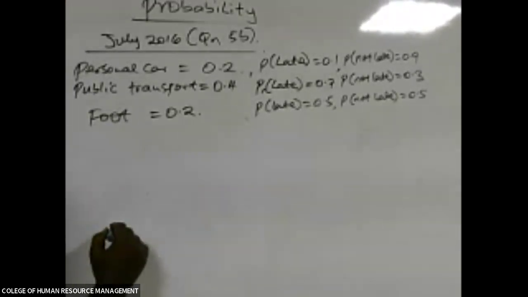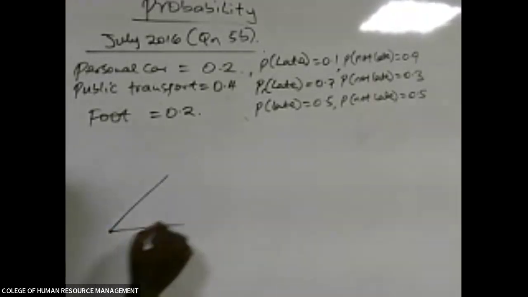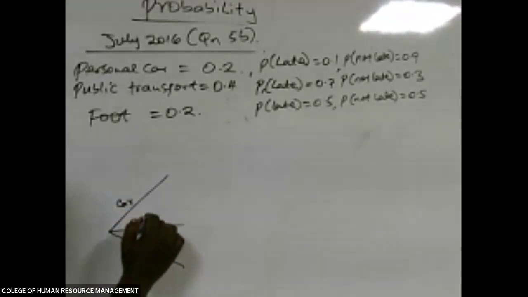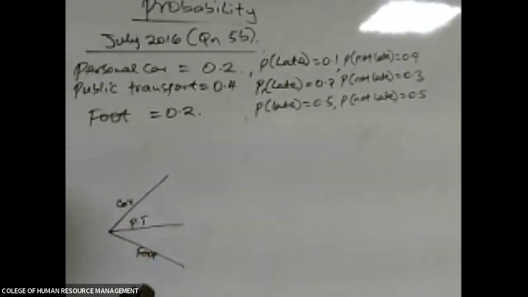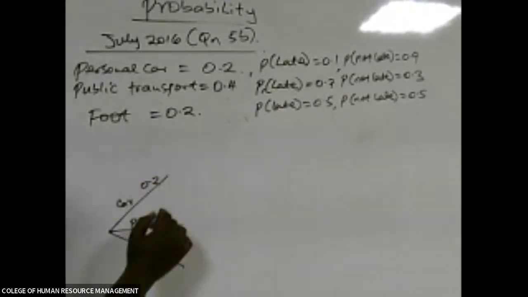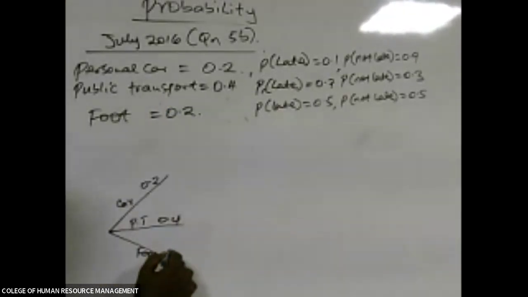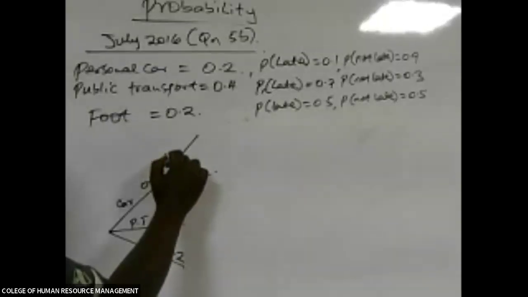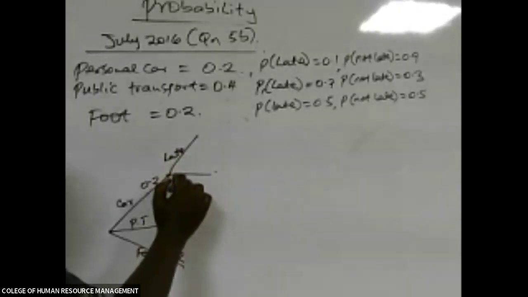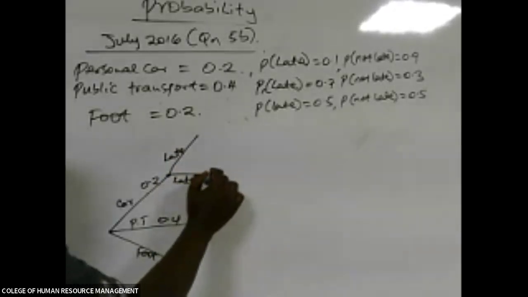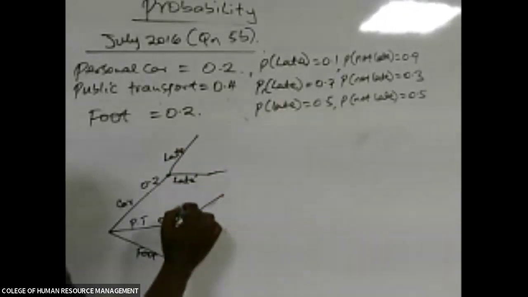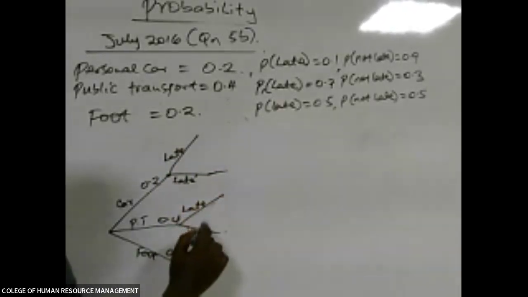In our tree diagram, we have three modes of transport. This is car, this is public transport, this is foot. The probabilities are 0.2, 0.4, 0.2. If he uses any of these, there are chances that the person will be late or not late. If he uses this, he can arrive at work either late or not late.